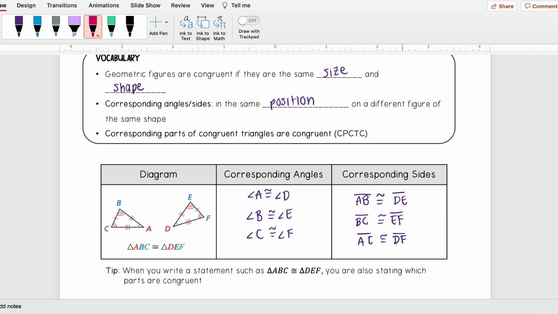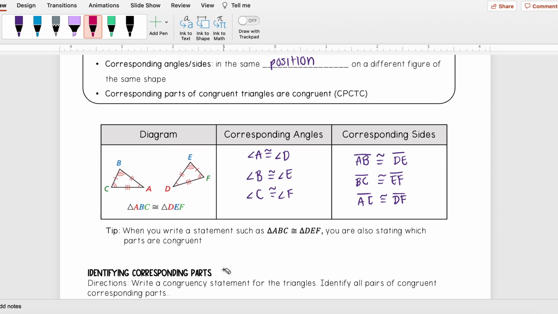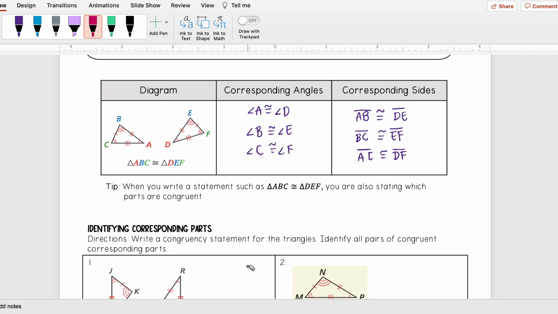And so I see that AB and DE are congruent to each other. They're also the first two letters in our congruency statement. We see that with BC and EF. They're congruent to each other, and they're also both the second two letters in our congruency statement. And then AC and DF, we see they're both the first and last letter. And so that kind of guides us in how we write our congruency statement that we're going to do for this first set of examples. And then when we're doing problems, you can also use this to know which angles are congruent to each other and which sides are congruent to each other.